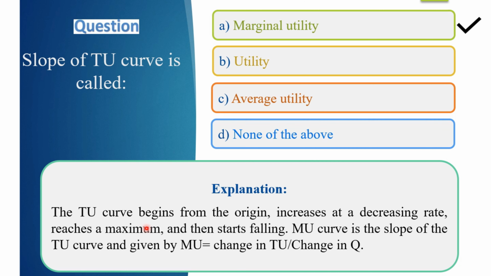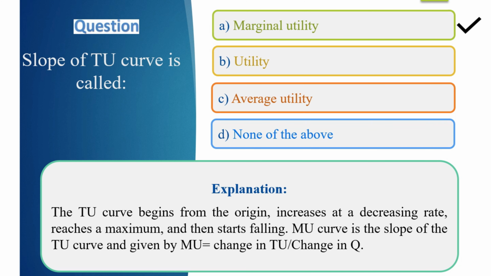When the total utility curve begins from the origin, जब total utility curve start होता है origin से, increases at a decreasing rate, reaches a maximum and then starts falling. Marginal utility curve is the slope of the total utility curve and given by marginal utility is equal to change in total utility upon change in Q. Here Q means quantity demanded.